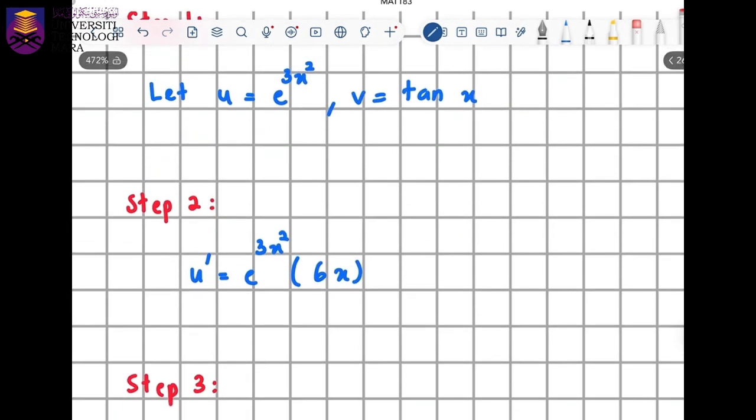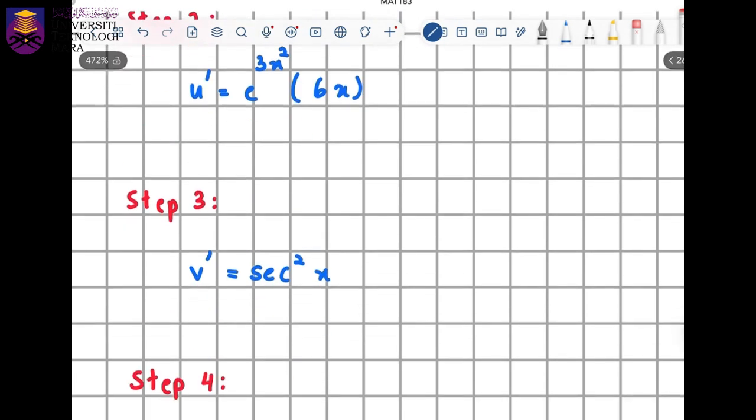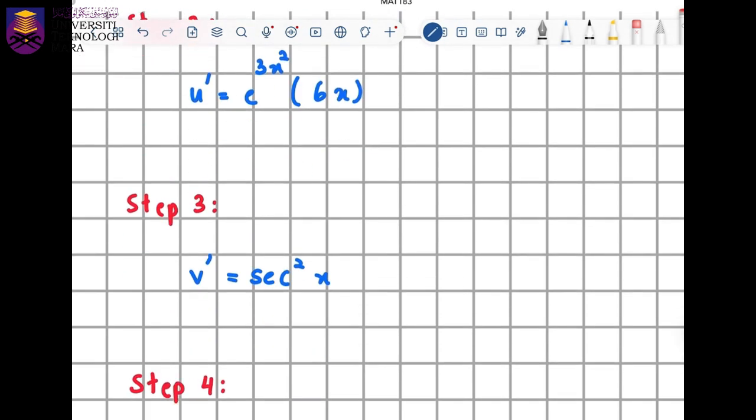And then step 2, we have to differentiate u. To differentiate the exponential function, I use the chain rule. So we get u prime equal to e power of 3x squared multiplied with 6x. And then step 3, we have to differentiate v, which is the derivative of tangent is secant square.